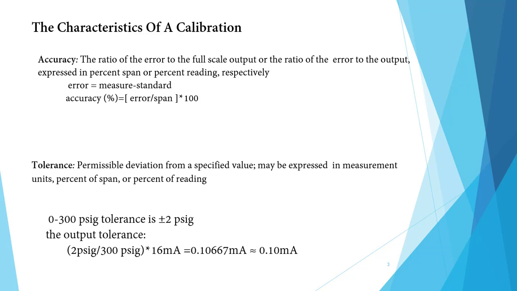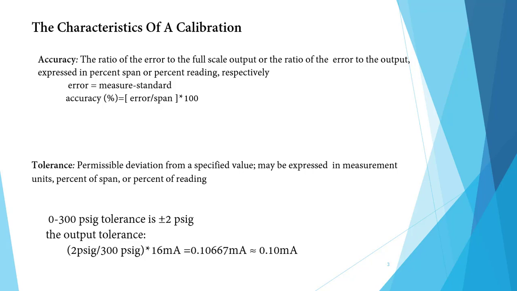The characteristic of calibration is accuracy. Accuracy means the ratio of the error to the full-scale output, or the ratio of the error to the output, expressed in percent span or percent reading. Error equals measure minus standard. Accuracy as a percentage equals error divided by span times 100.